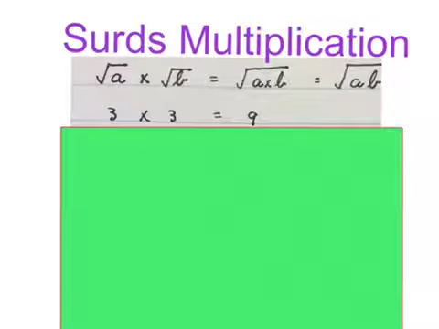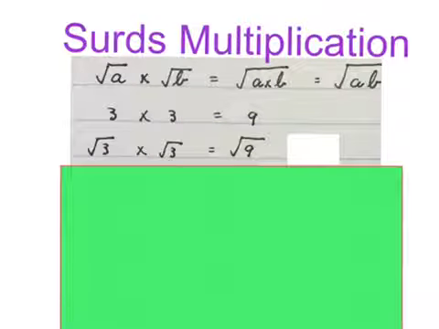Now remember, the same way you'd multiply 3 times 3 is 9, the square root of 3 times the square root of 3 will give you the square root of 3 times 3, which is 9, square root of 9. And then you can simplify that, but that is not the purpose of this video. It is working through the rule of multiplication with surds.